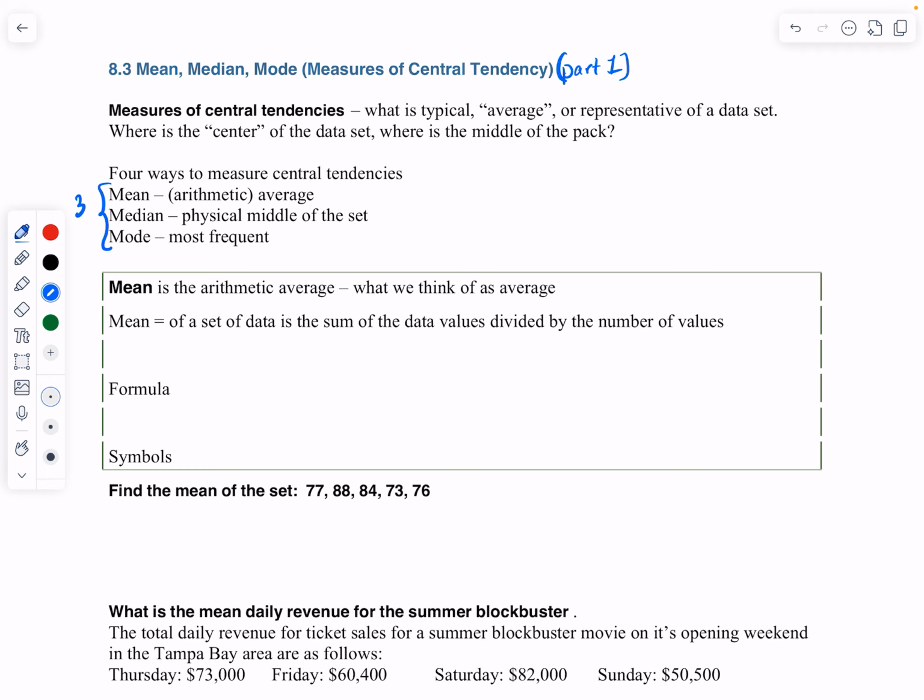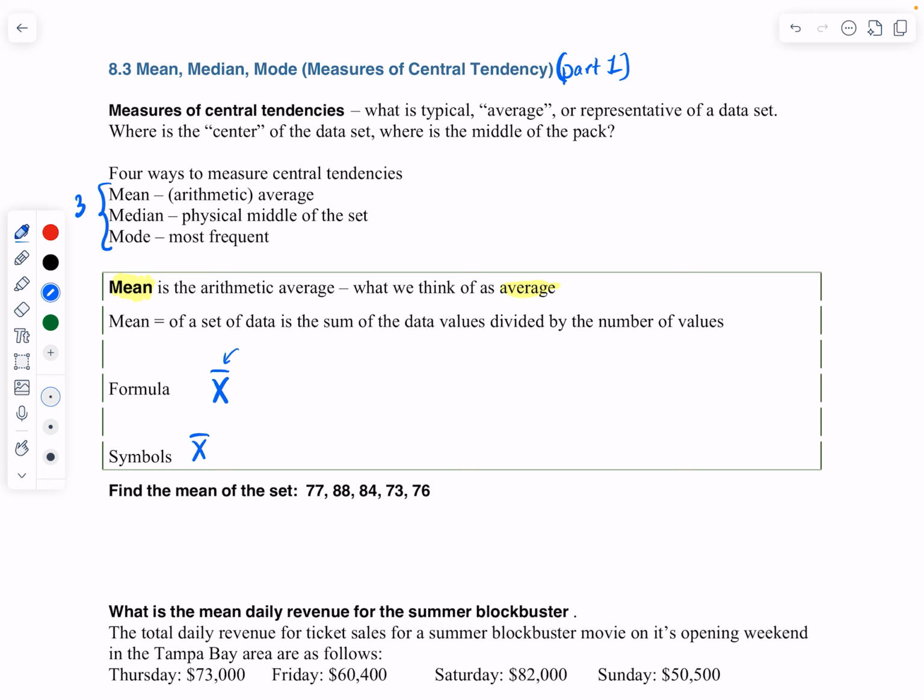So the first one we're going to look at here is the mean. Okay, so the mean is the arithmetic average. We think of it as average. So it's a set of all data. It's the sum of the data values divided by the number of values. Okay, so here is the formula. Mean is represented as x bar.